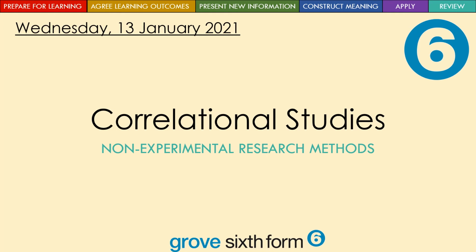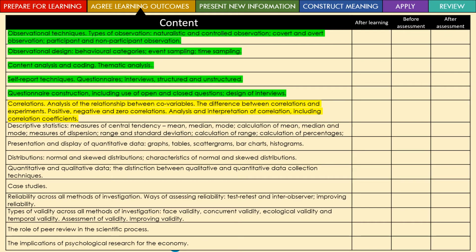This video is designed to introduce the method of correlational studies. So we're doing this as part of our non-experimental methods of research. And as you can see from the specification, the bit I've highlighted in yellow, there's lots of different aspects of correlational studies we need to understand, both from how it's used as a method in research and how it's administered as a technique, but also the statistical part of it.